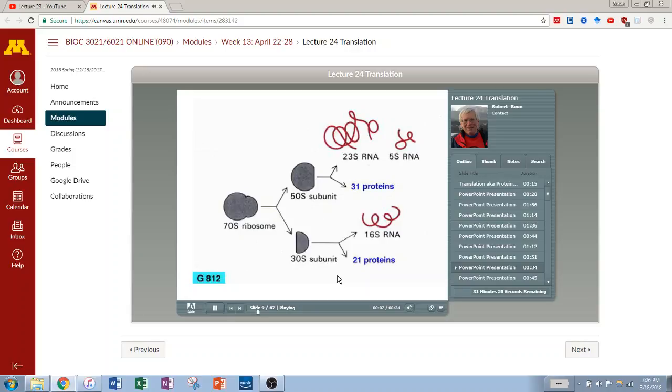This slide shows the substructure of the E. coli 70S ribosome. The smaller 30S subunit consists of a 16S ribosomal RNA component and about 21 different proteins. The 50S subunit consists of one 23S ribosomal RNA and one 5S ribosomal RNA and at least 31 different proteins. The large and small ribosomal subunits can exist independently and are brought together on the messenger RNA when protein synthesis occurs.